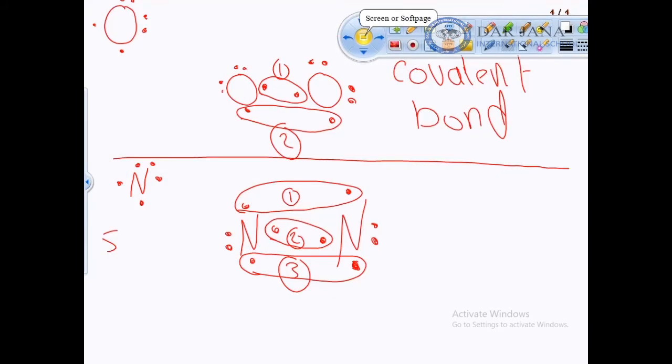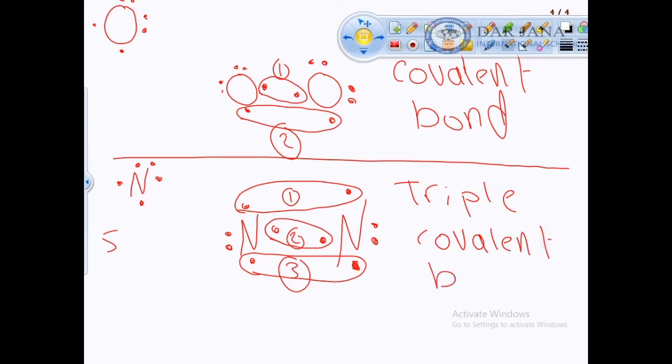Okay? So we call it triple covalent bond. So why triple again? Because we have 3 pairs being shared. And why covalent? Because nitrogen atoms are also non-metals found in the yellow area or the yellow region in the periodic table, which are the region of non-metals.